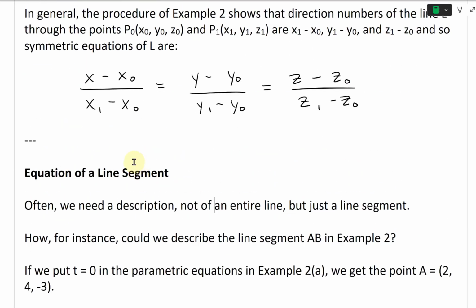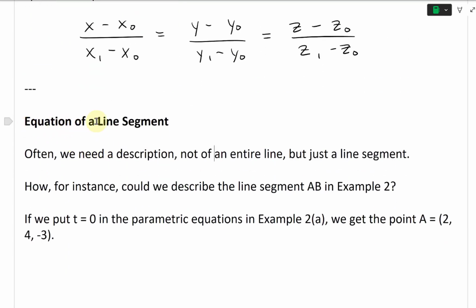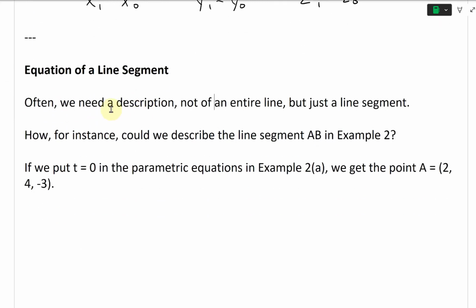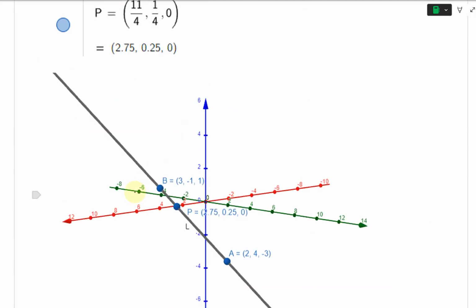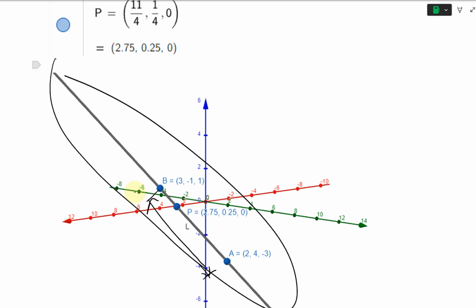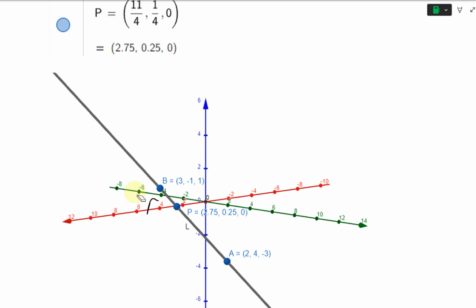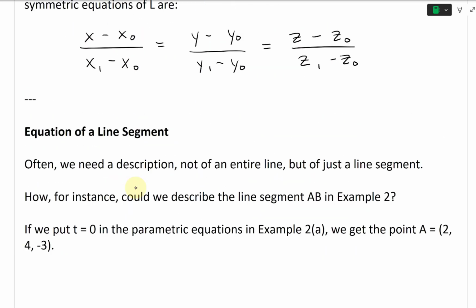All right, now let's continue further and look at the equation of a line segment as opposed to just a full infinite line. So often we need a description, not of an entire line, but just of a line segment. How, for instance, could we describe the line segment AB in example 2? So how can we describe this right here from here to here, as opposed to drawing this entire line like that? So we just want the line from A to B, like that, so that line segment.